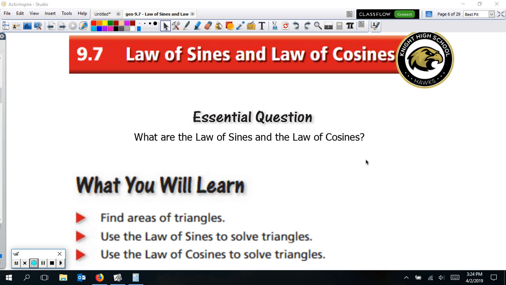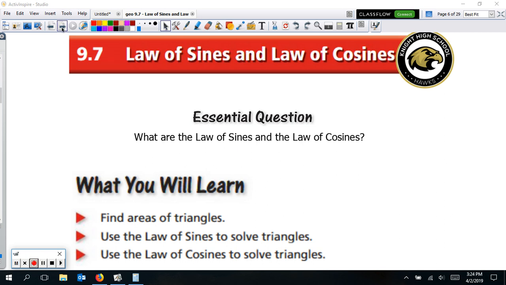So far what we've been doing is solving right triangles, and we can solve a non-right triangle with these laws. That's really what the laws are for, when we want to solve a triangle that is not a right triangle. That's what we can use these laws for. So that's what we'll learn today.